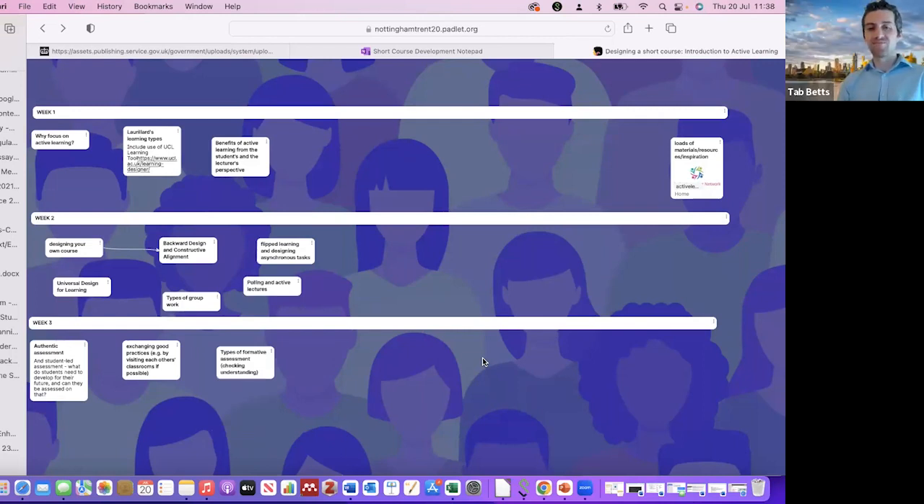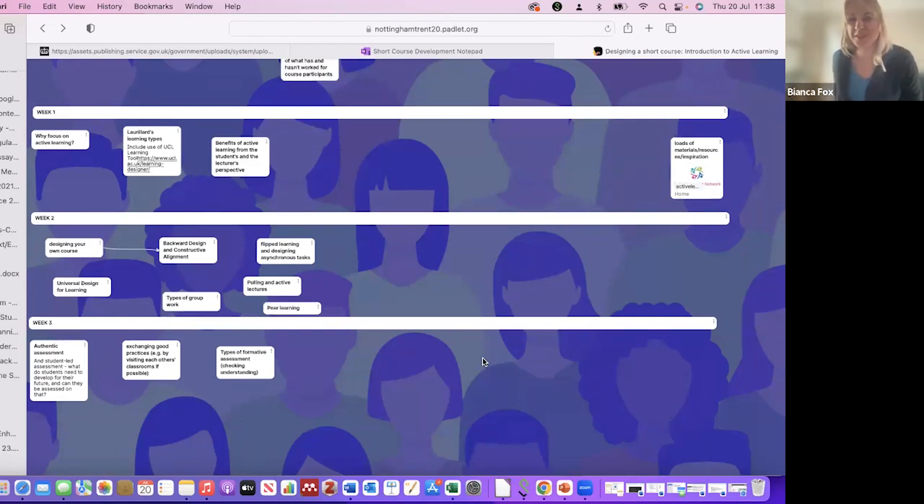It's great, absolutely. So look at week 1. We'll start with an introduction to active learning. Why focus on active learning? An introduction to learning types, and then a discussion around the benefits of active learning from a student perspective and a lecturer's perspective.